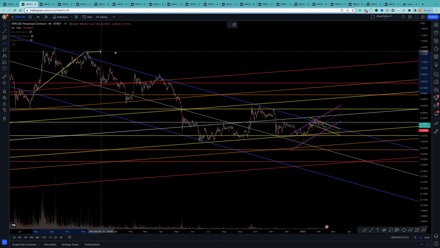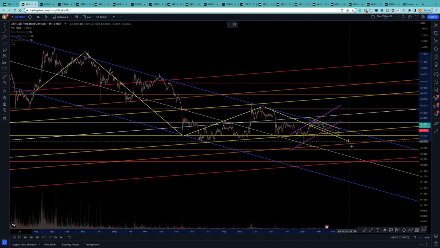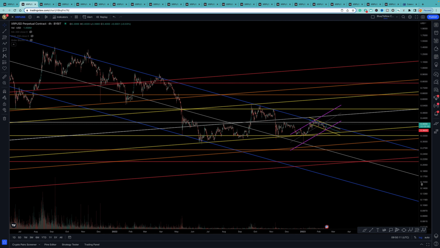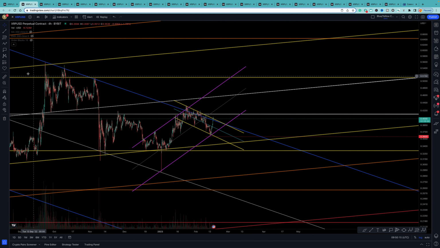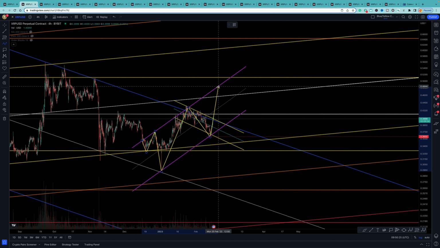On the descending, 1, 2, 3, potentially we have 4 down here, okay? On the ascending, again you can see we've got a 1, 2, 3, we bottomed at 4 here, and potentially we're going to 5 here, so we could be going up, yeah?